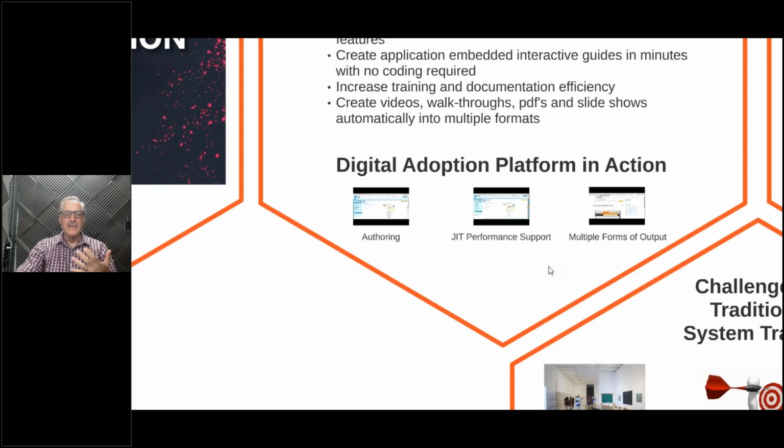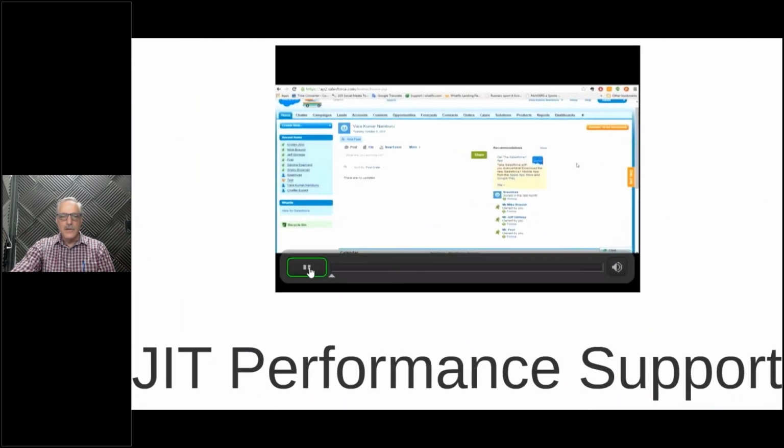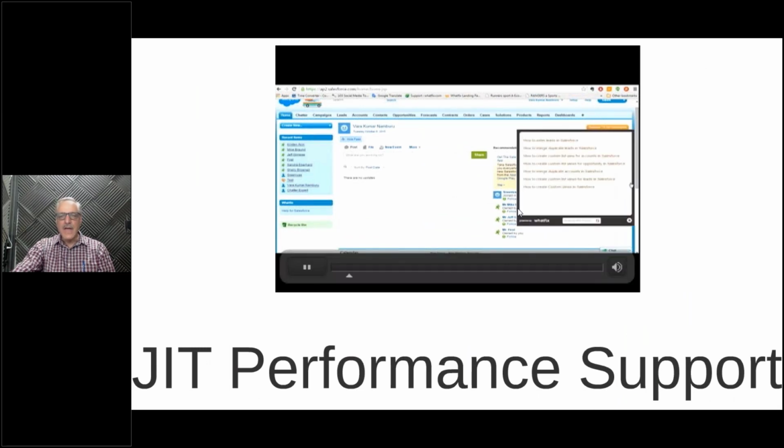But you'll recognize it as a Salesforce application, and I'm going to walk you through how this particular platform works integrated with an application. So this is just-in-time performance support in Salesforce. And what happens is you'll notice on the right here, there's an orange tab. And when you click on that, it brings up a series of transactions, and you're not going to be able to read it. It's horrible resolution. But the point being is that it says, you know, how do you set up an opportunity? How do you add a new client?